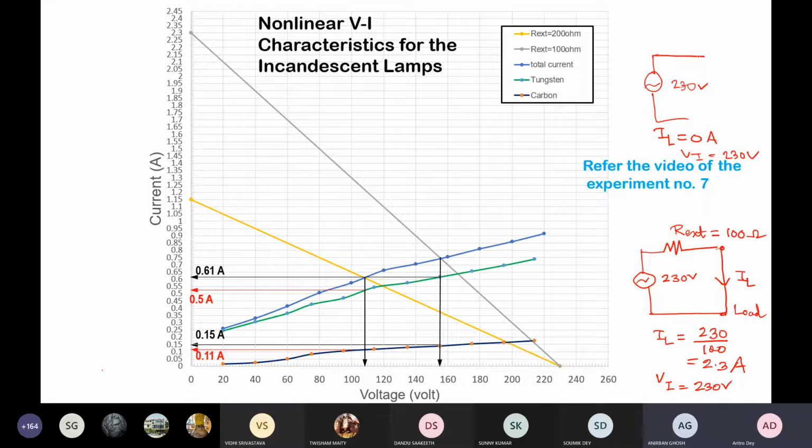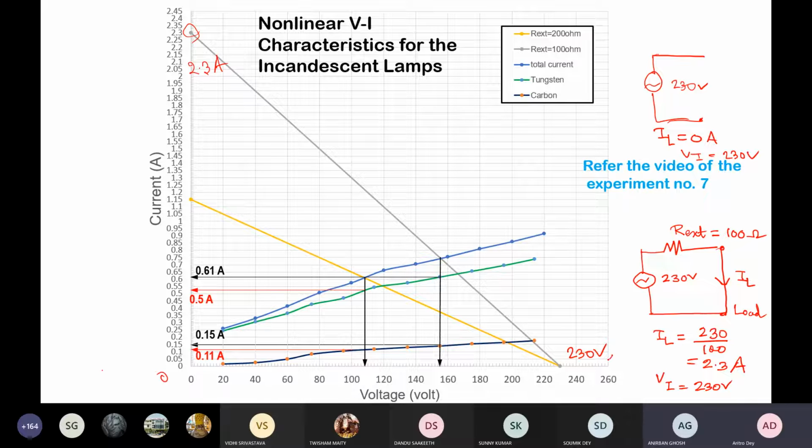So if you can vary the load resistance between 0 to infinity, and if you do it linearly, if it is changing, then we can get a plot like this. So this is the case where it is 2.3 ampere, and this is your 230 volt, and this is your 2.3 ampere, 0. So we get two coordinates.